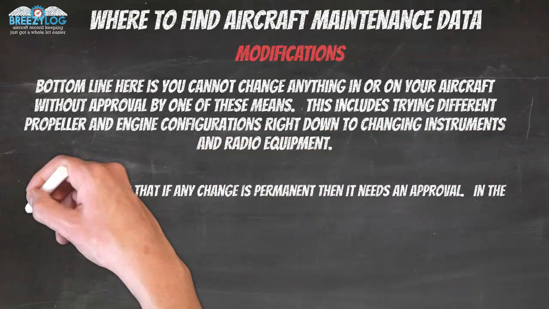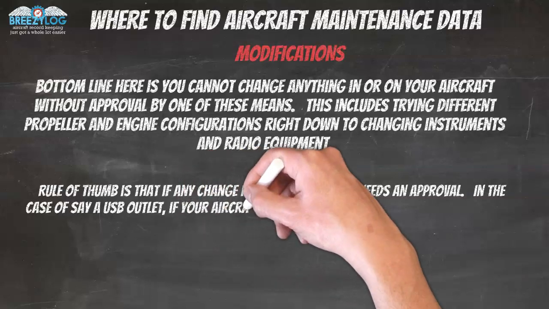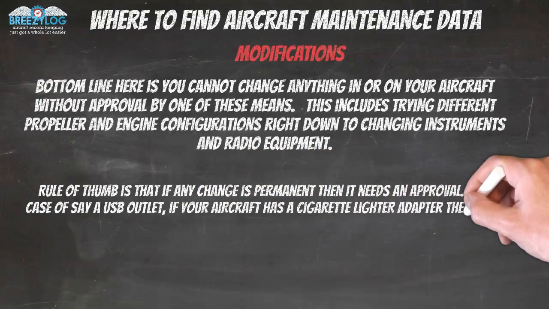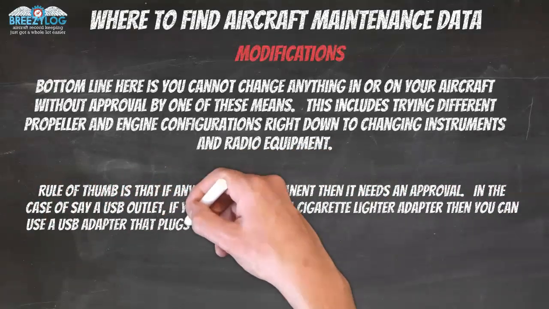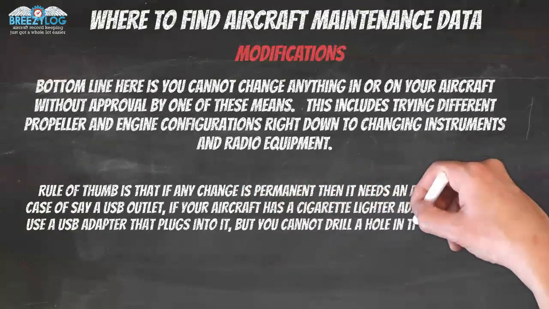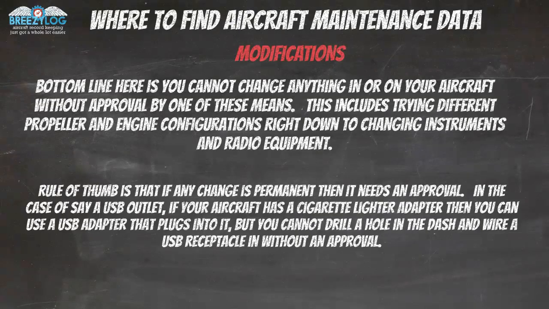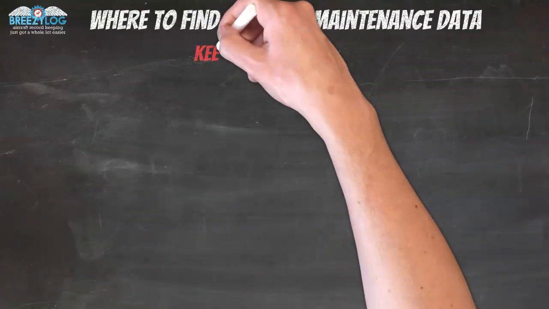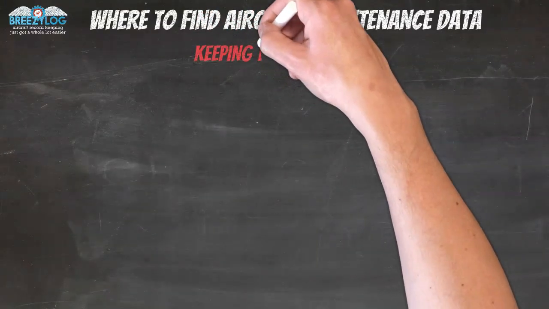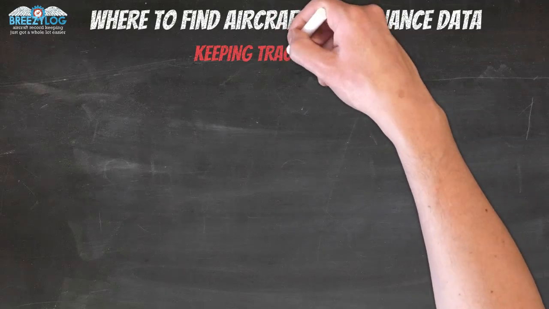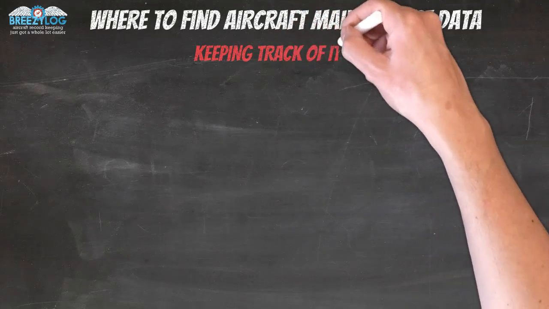In the case of, say, a USB outlet, if your aircraft has a cigarette lighter adapter, then you can use a USB adapter that plugs into it. But you cannot drill a hole in the dash and wire a USB receptacle in without an approval. Well, that's just the overview. There is a lot more to owning an aircraft than just going for a fly.